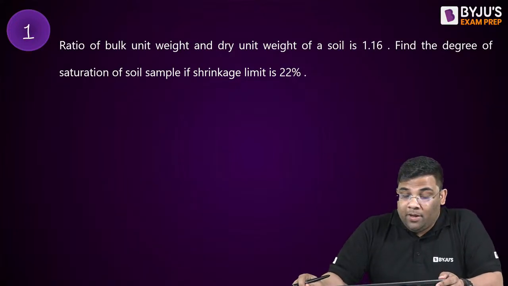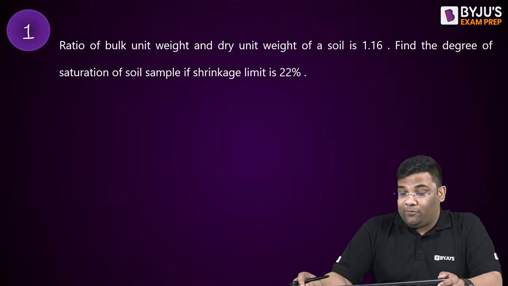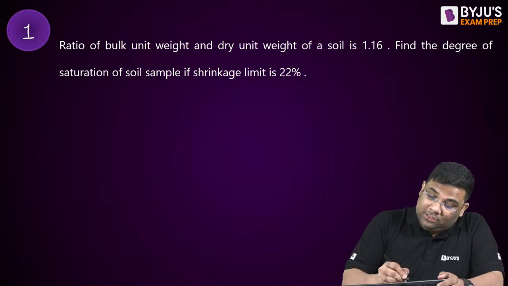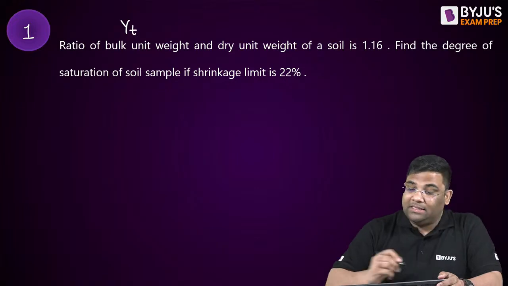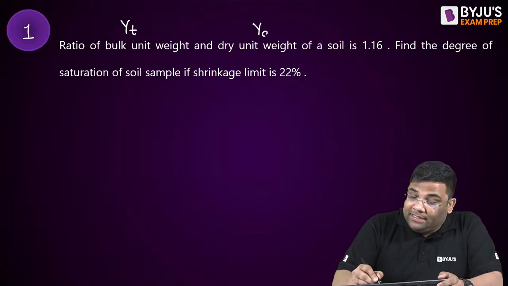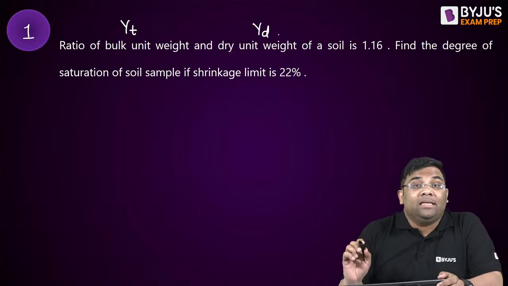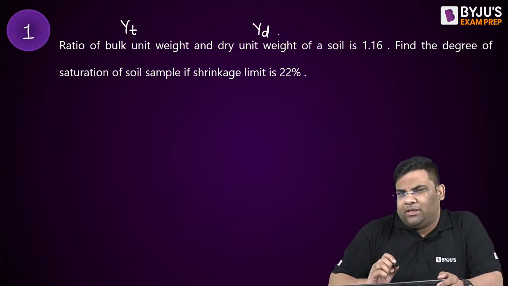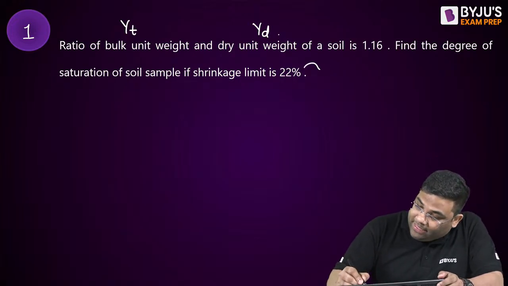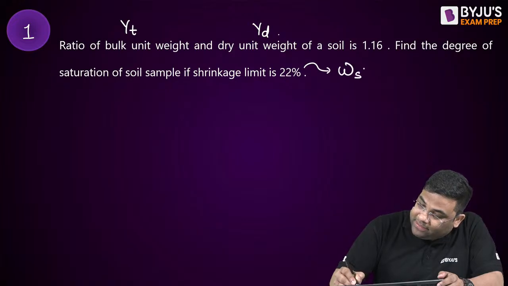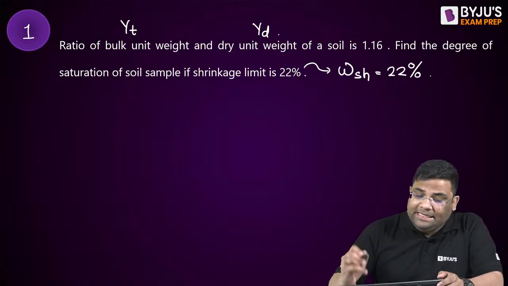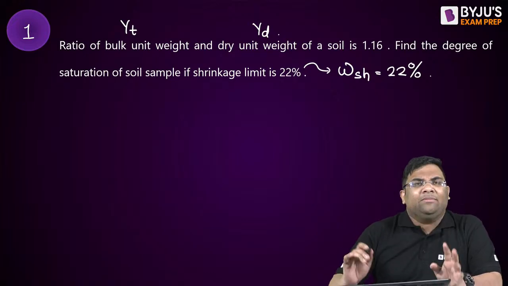The ratio of bulk unit weight and dry unit weight of soil is given as 1.16. So this is your bulk unit weight, and this is the dry unit weight. Find the degree of saturation of the soil sample if the shrinkage limit is 22%. So the shrinkage limit is given as 22%, and we have to find out the degree of saturation.